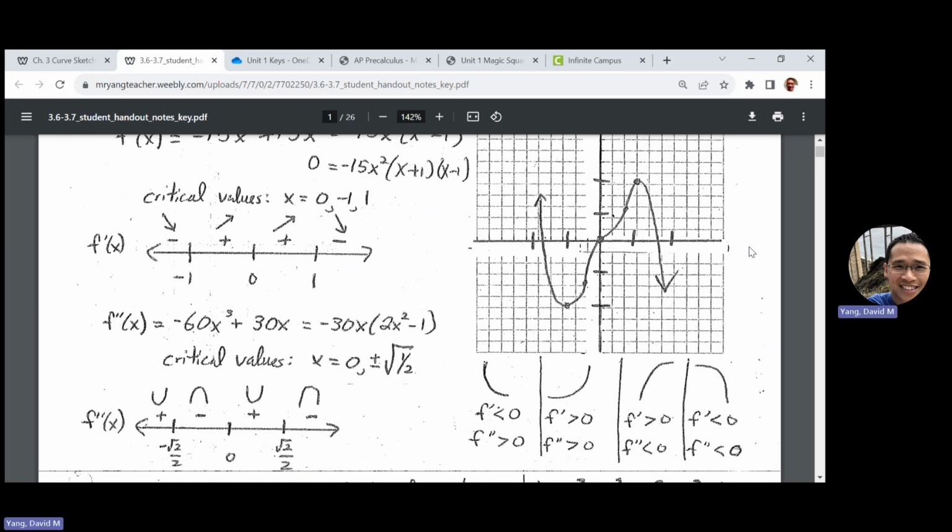Okay, so -30x gets factored out. Solve for x, I have 3 critical points. 0, plus or minus √2/2. √2/2 is around 0.7, so you can test 0.5 and -0.5 on either side. You can test -2 and 2 on the other sides there.